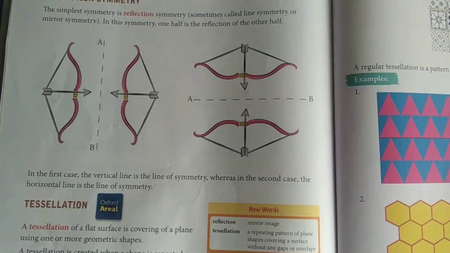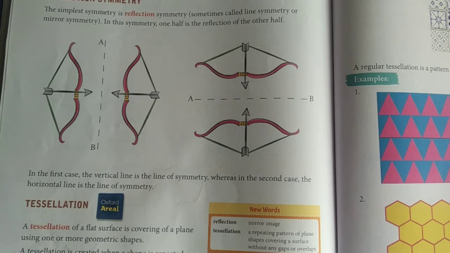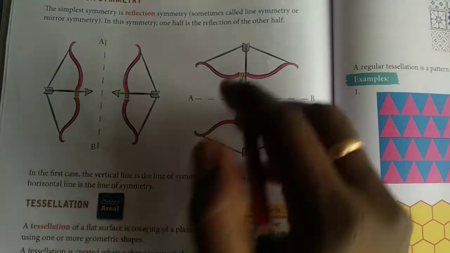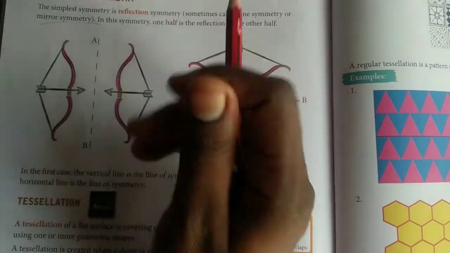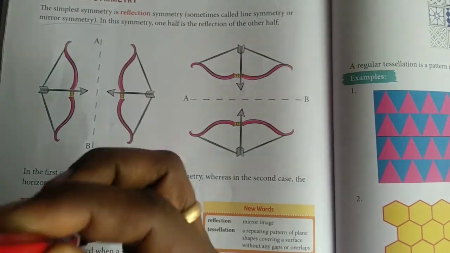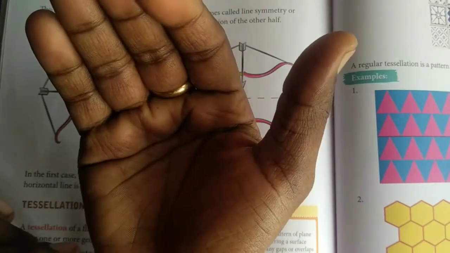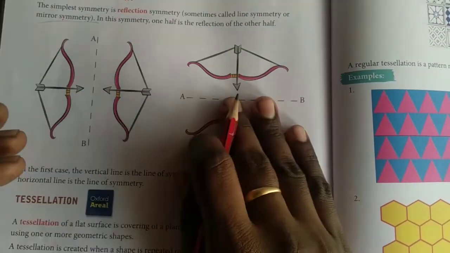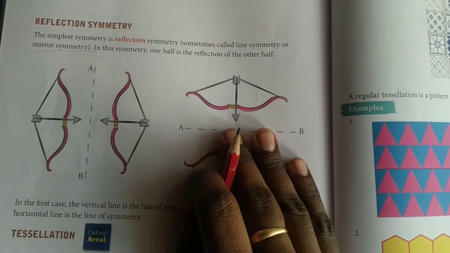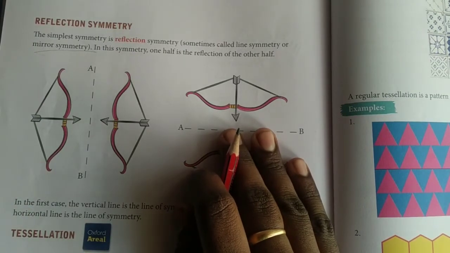A simpler symmetry is reflection symmetry, sometimes called line symmetry or mirror symmetry. For example, if you keep something in front of a mirror, you can see a mirror image, right? This is called reflection. In this symmetry, one half is the reflection of the other half.